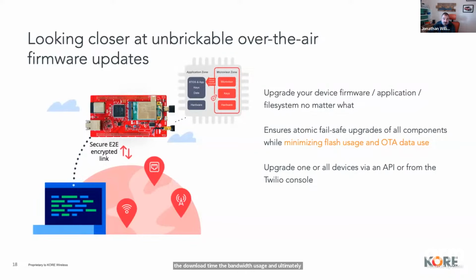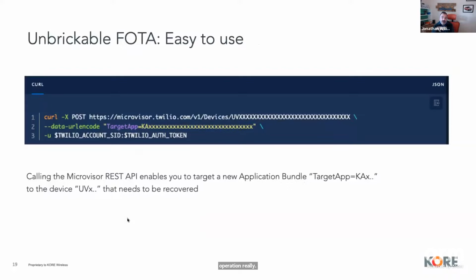So in terms of how that works in practice, well, it can be seen as being a very simple operation, really. Essentially, if you want to update the firmware or application on one of your devices in the field, or on many of your devices in the field, then it's now a simple API call to the Microvisor service.